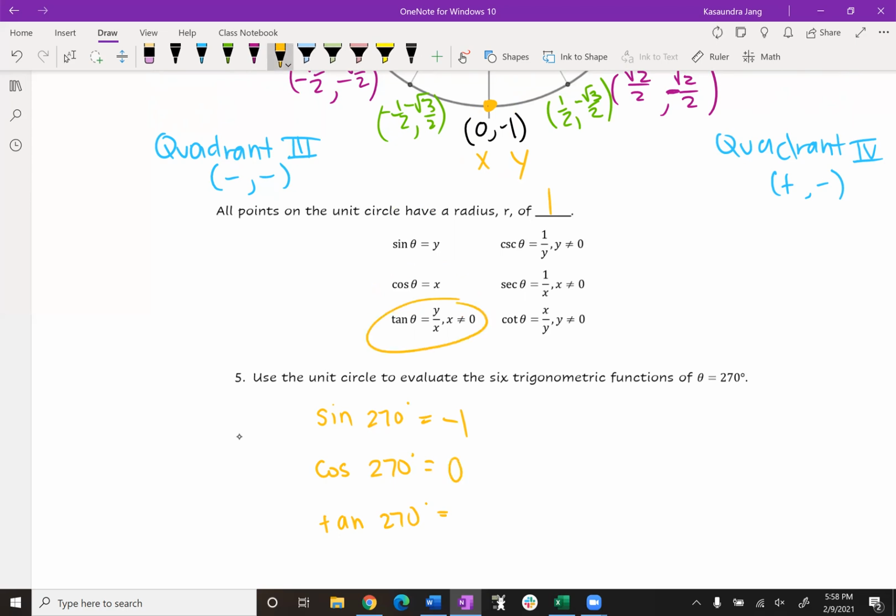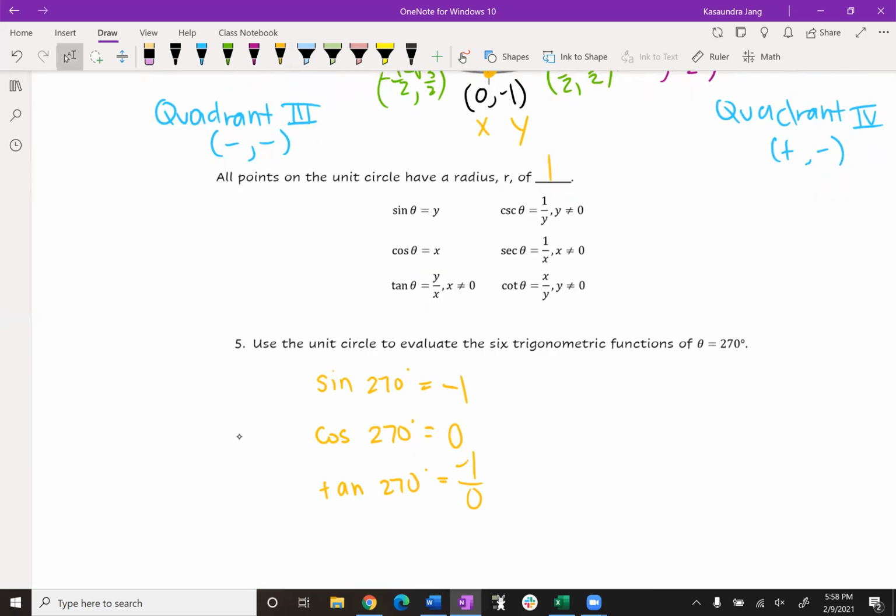My tangent of 270 is y over x. So my y, -1, over x, 0. Small problem: if I do -1 divided by 0, put that in your calculator, it's an error. There's something wrong here, and actually there was a restriction right here. It says x does not equal 0 because my x is in the denominator and I can't divide by 0. So usually they call this undefined, if they ever make you divide by 0. So here's my sine of 270, -1, cosine of 270 is 0, and my tangent of 270 is undefined.